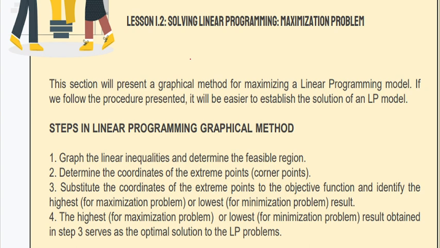Okay, so the steps in the linear programming graphical method. First, you need to graph the linear inequalities using the intercept rule. For example, let x equal to 0, then let y equal to 0. That would be the intercept rule. Then after that, determine the feasible region. Shade, shade mo lang yung feasible area niya. Number two, determine the coordinates of the extreme points after shading that area. So don't forget to find the extreme points of the feasible region.